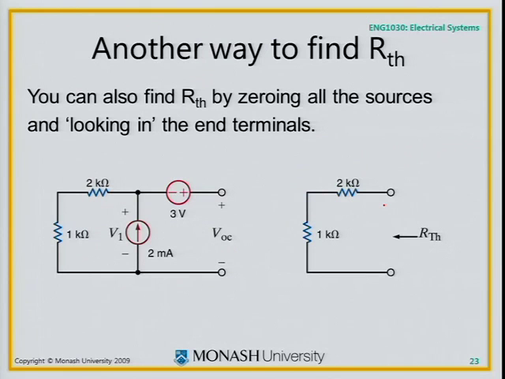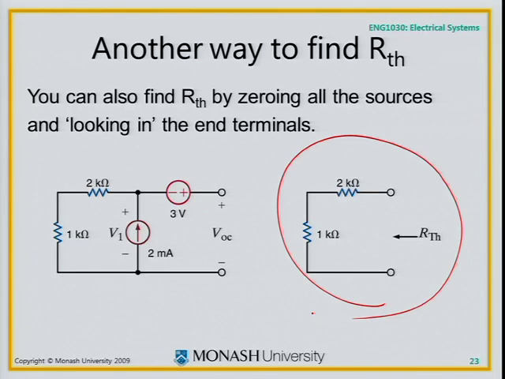There's another way to find the Thevenin equivalent resistance. You can look into the terminals and zero all the sources, and then just find the equivalent resistance of the resistor network. So here, I make the current source an open circuit, I make the voltage source a short circuit, and I'm left with this. And I say, what's the equivalent of a series combination of 2 and 1? Well, it's 3 k ohms, just like we got previously.